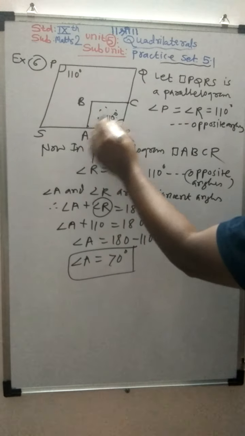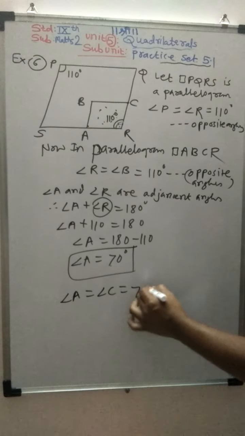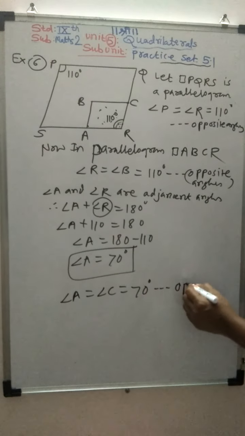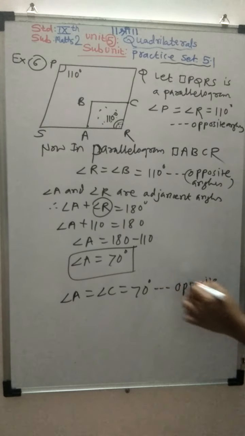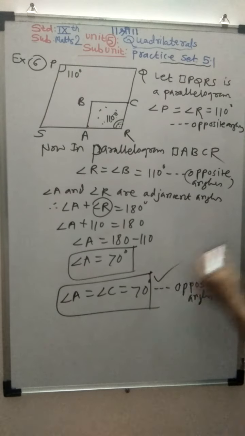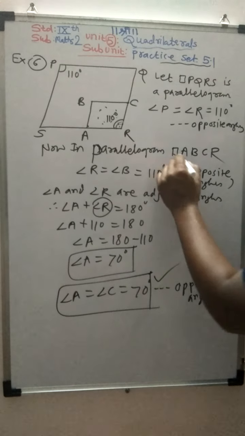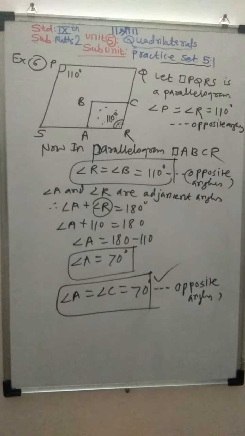If angle A is 70 degrees, then angle C is also 70 degrees. Angle A, angle C is equal to 70 degrees. Write down, these are also opposite angles. Therefore, in quadrilateral ABCR, angles A and C are 70 degrees, and angles R and B have measure 110 degrees. The last example, example 7, you solve by using the properties of a parallelogram. Here practice set 5.1 is completed.